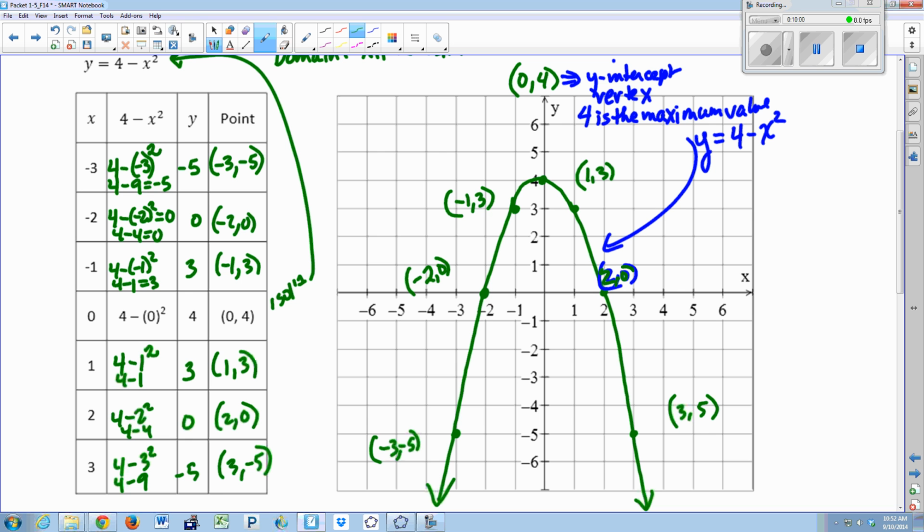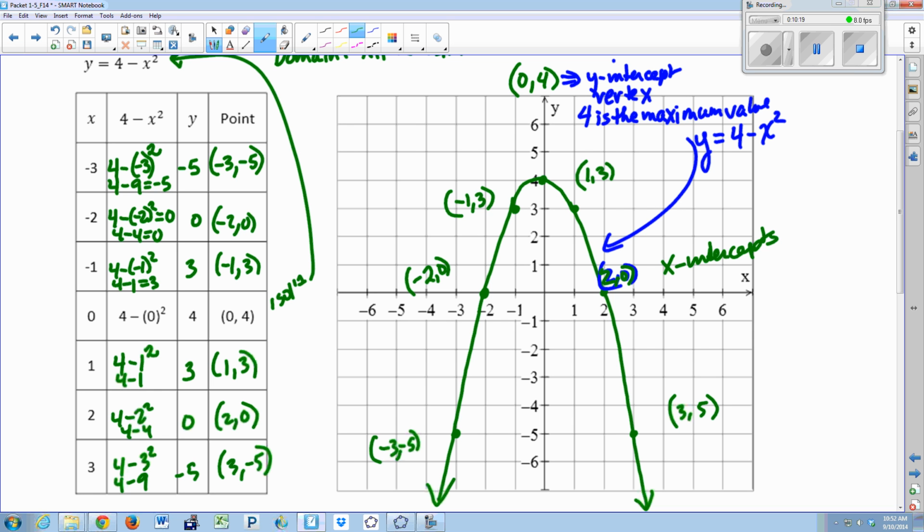Okay, and these are called the x-intercepts. These are the values of x that you get when you set this equation equal to 0. So that's what we call solving a quadratic equation. You set it equal to 0, and these would be the two values of x, positive and negative 2, that satisfy it.